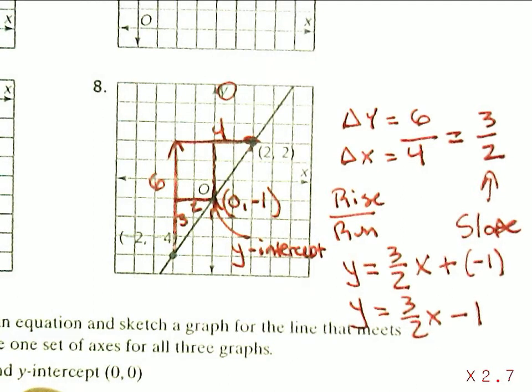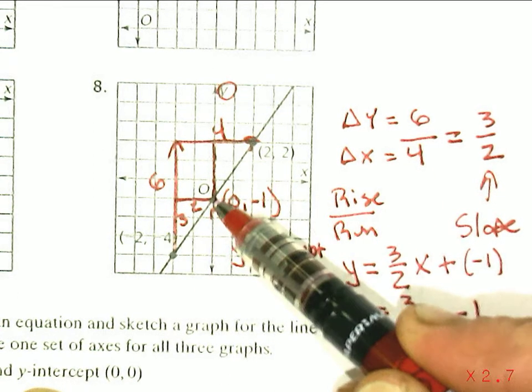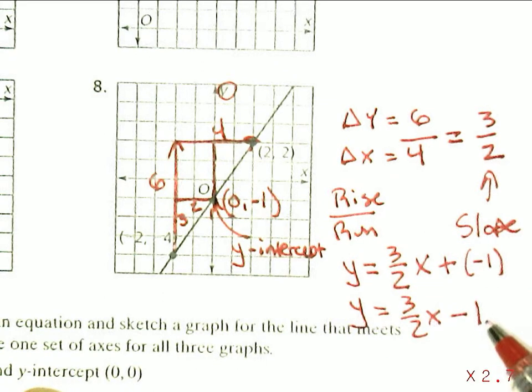So there's your equation for that line. The rise over the run is the slope, and then the y-intercept are the two parts of any linear equation that we need. And there you have it.